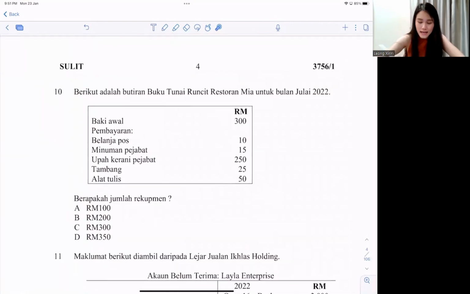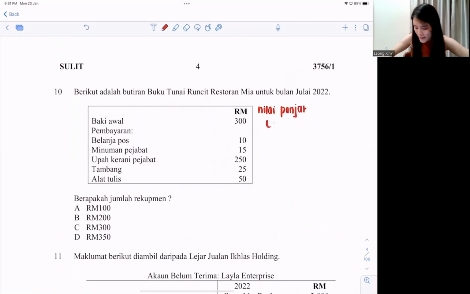Okay, now berikut adalah butiran buku tunai rinsip restoran Mia untuk bulan Julai 2022. So they give us a baki awal lah. Now this baki awal, right? If it doesn't come with anything to put that in, that is gonna be your nilai panja. Okay. In buku tunai rinsip, we have this thing called nilai panja.